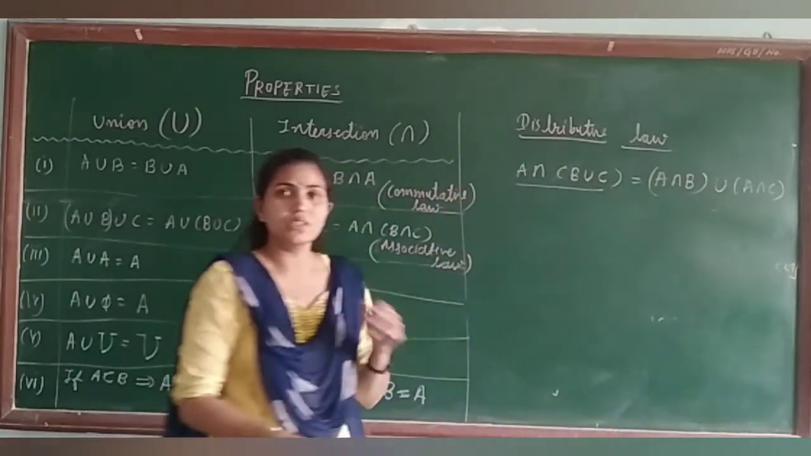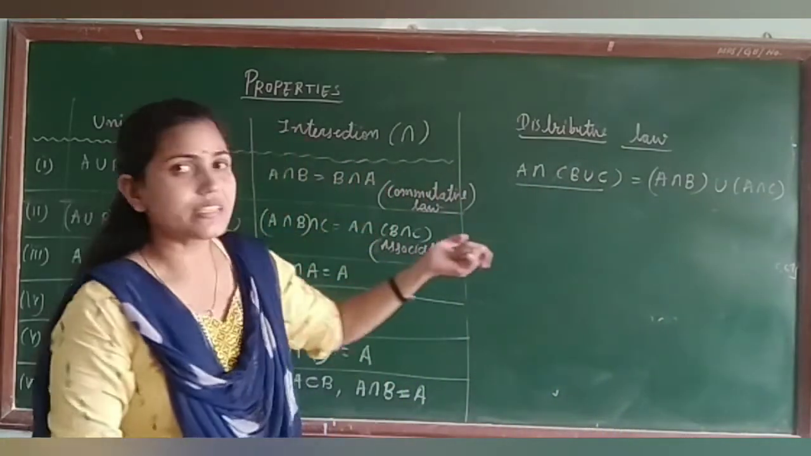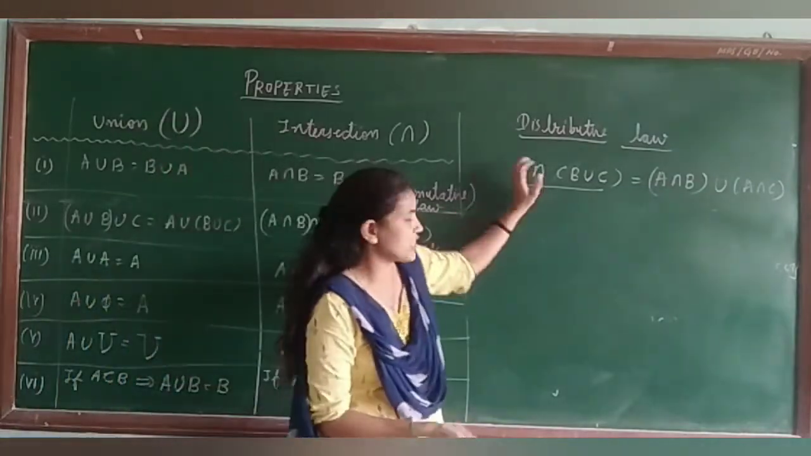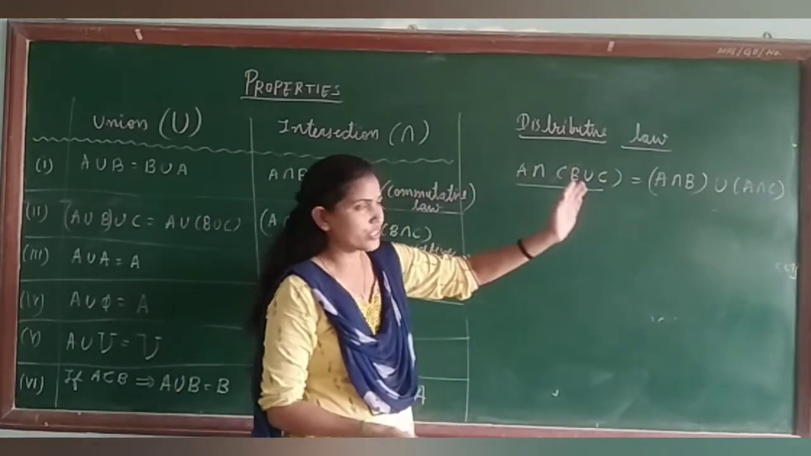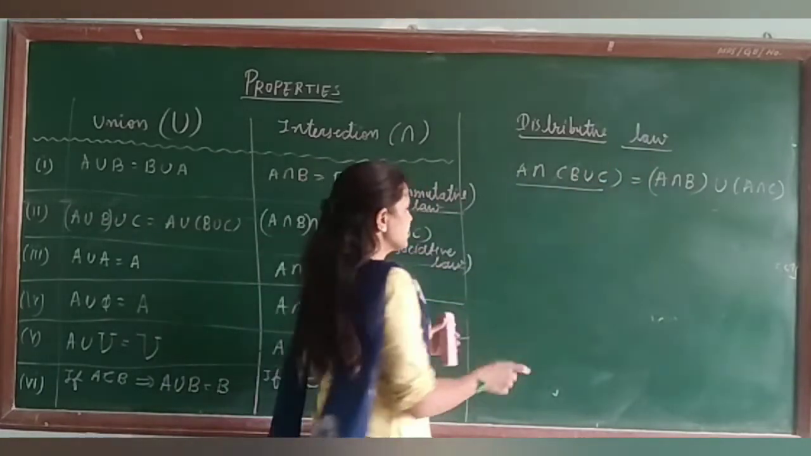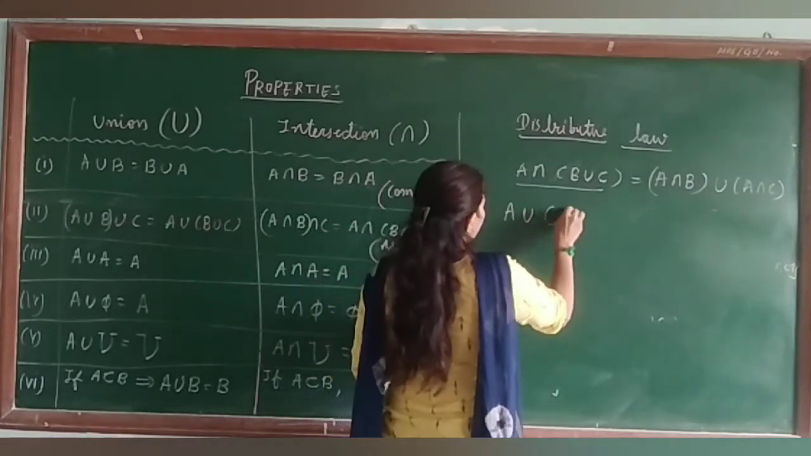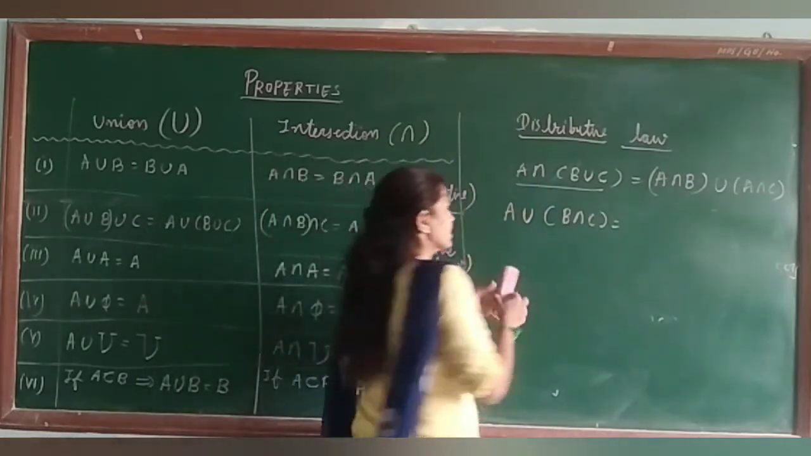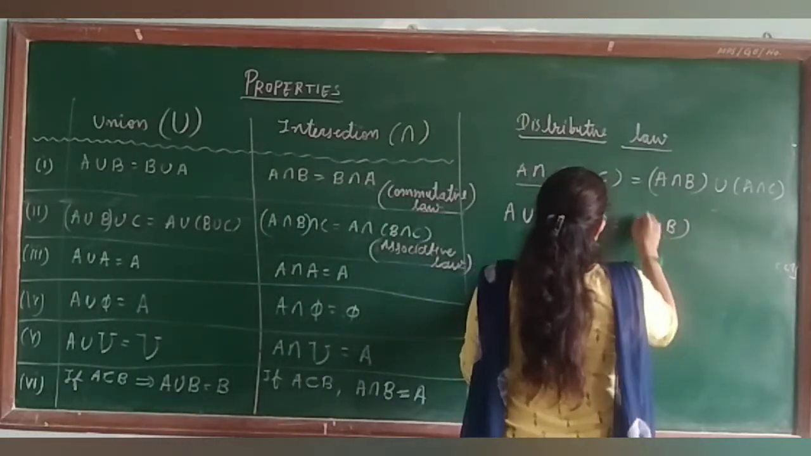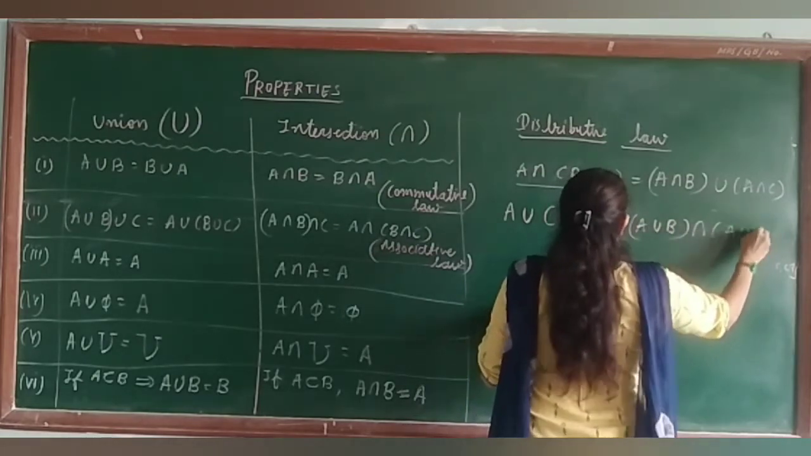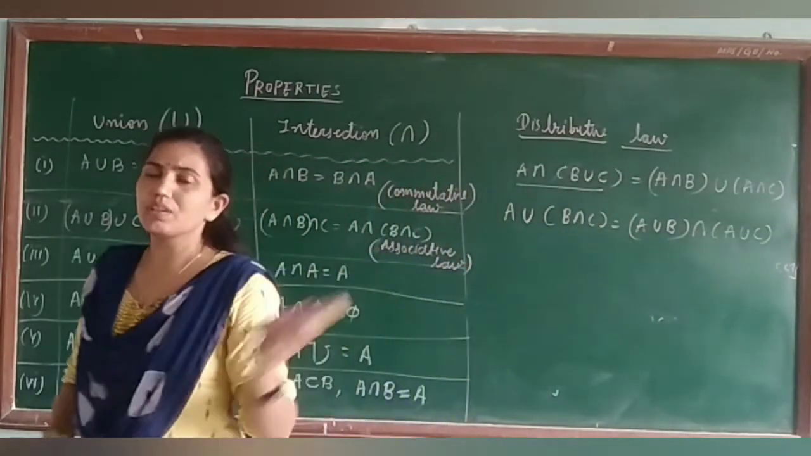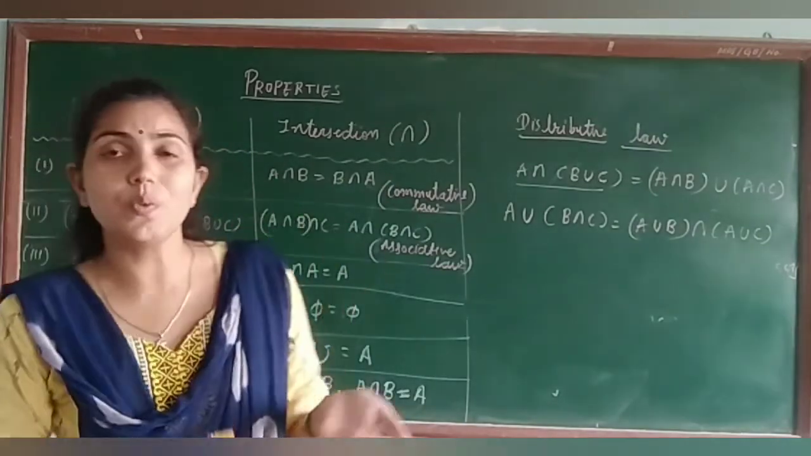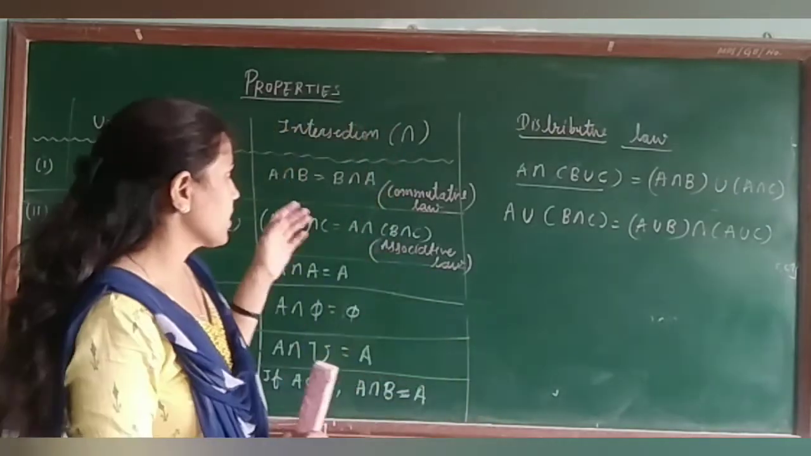So remember, this is the distribution law. A intersection B union C is equals to same as A intersection B union A intersection C. Similarly, you can write now like this: A union B intersection C. Intersection की जगह पे मैंने union लिखा है, it is same as A union B intersection A union C. So students, remember these two are the distributive law which depend upon the union and the intersection. So this is the concept we have.